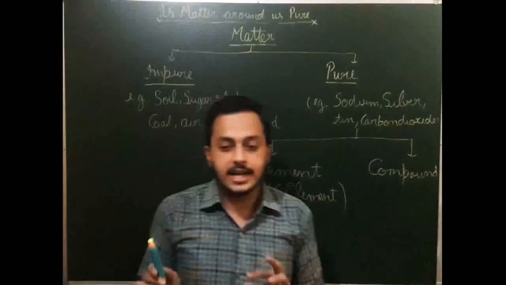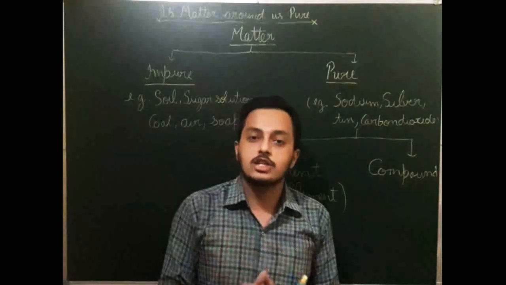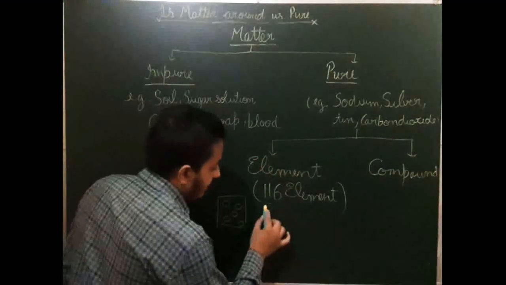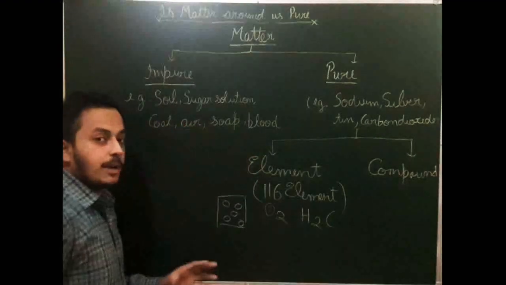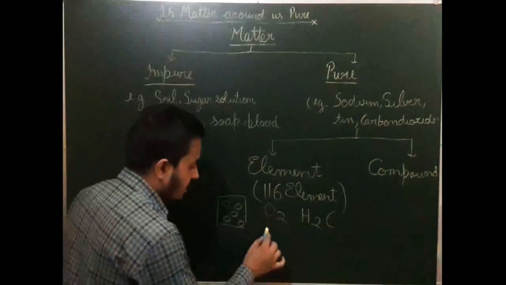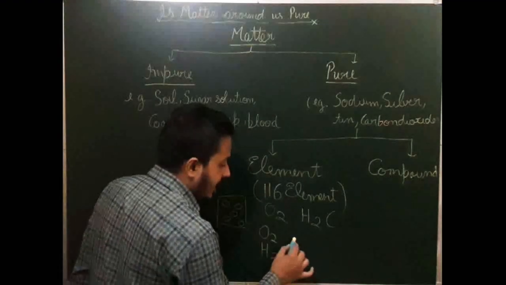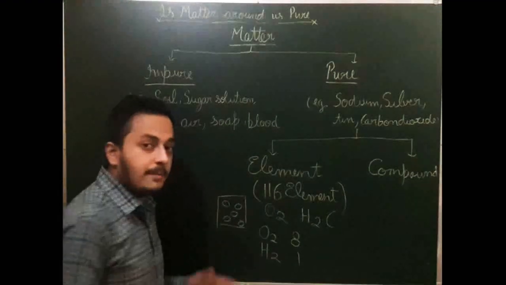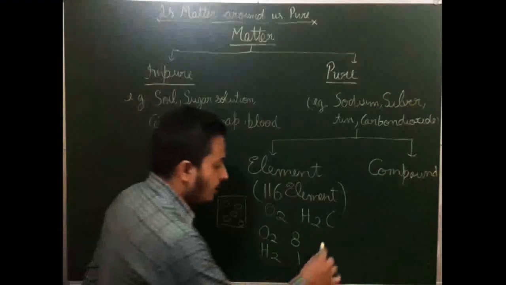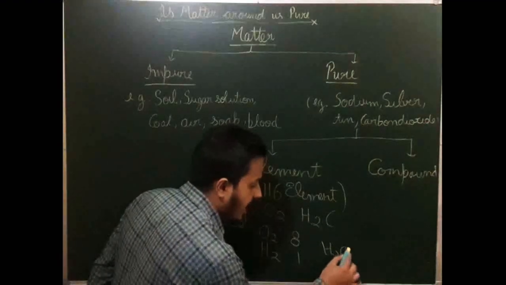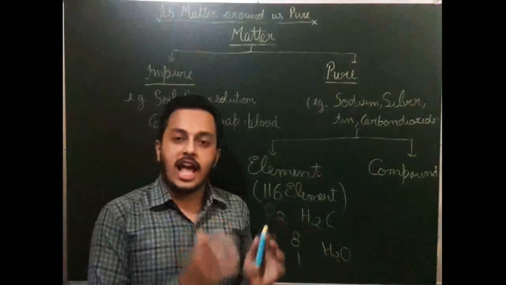These species will combine together to form various things. If they combine in a fixed ratio, suppose I take the elements hydrogen and oxygen, and they combine in the ratio of 8:1 by mass, they will form another substance called H2O. Got it? So this is about the element.